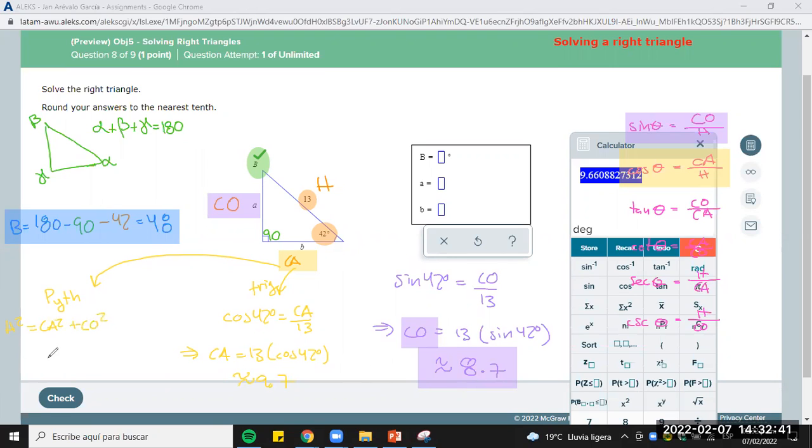I have done this solution for one of the variables already too many times. So I'll just put that the adjacent side equals the square root of the hypotenuse squared, that is 13, minus the other side squared, that is 8.7, what we have in purple. 8.7 squared. All right, so I'm going to use a calculator for that one.